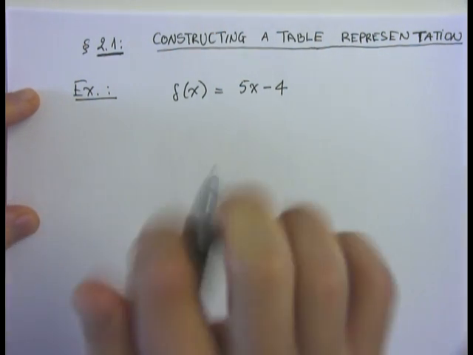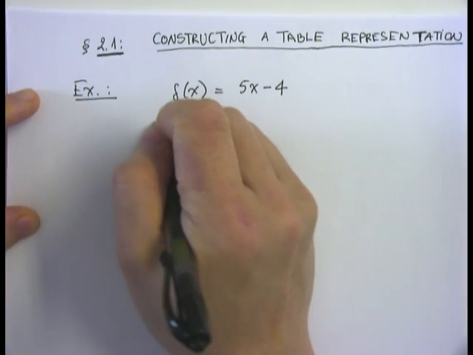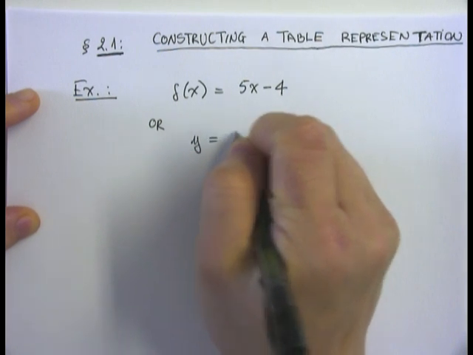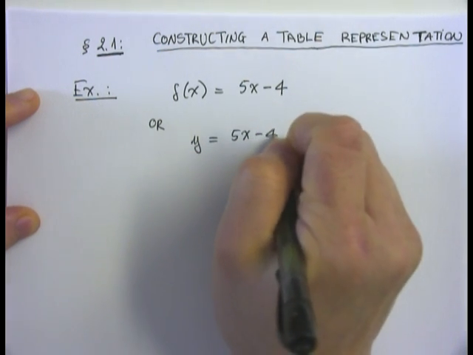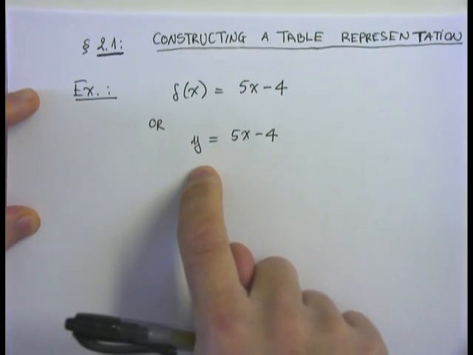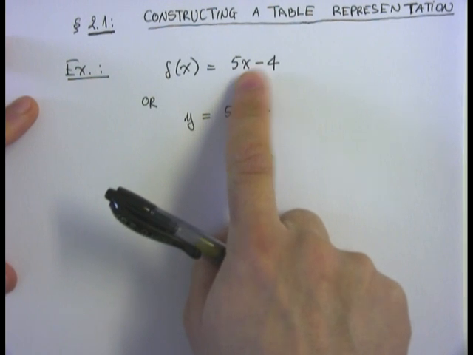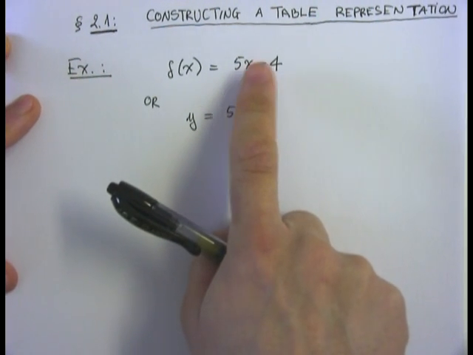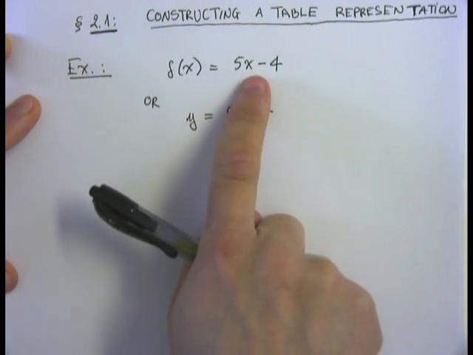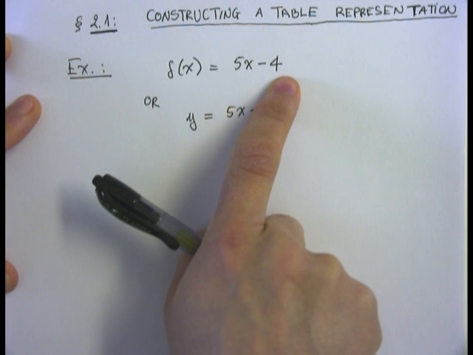And so now, constructing the table representation for this function. By the way, alternatively, you can write this function notation as y equals 5x minus 4. You can simply replace the function symbol with a y. This is what I mean by, in this example, we do know the function's rule: whatever the value of the input, you multiply that value by 5 and subtract 4 from it.